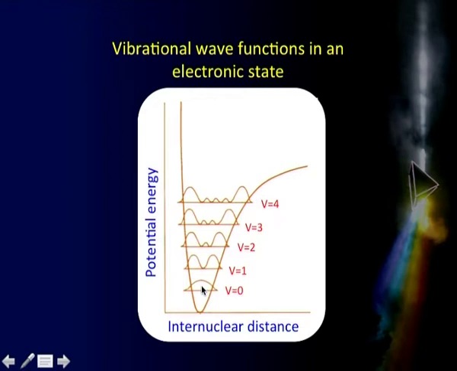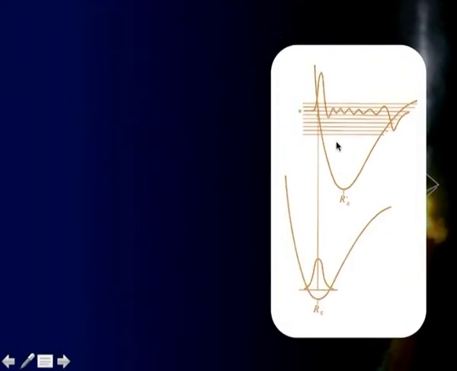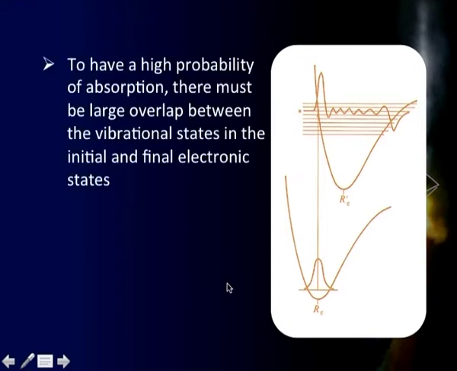Because this curve is very important for us to go further, let us see. These are my wave functions. Now, as a consequence of the Franck-Condon principle, what we see is that for the transition to take place with high probability, there must be a large overlap between the vibration states in the initial and final electronic states.